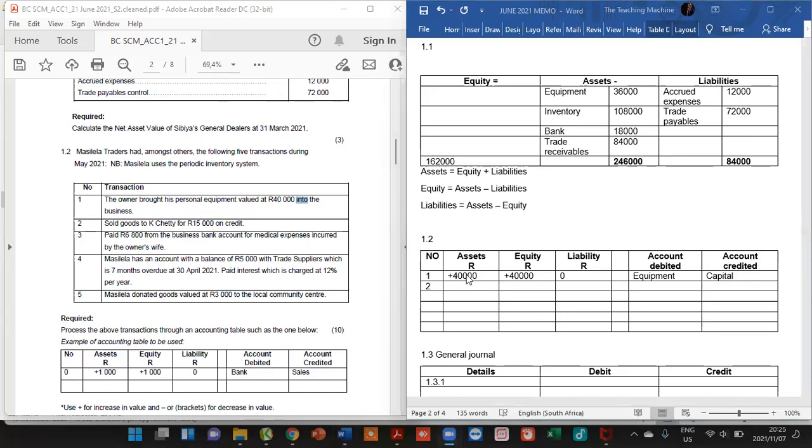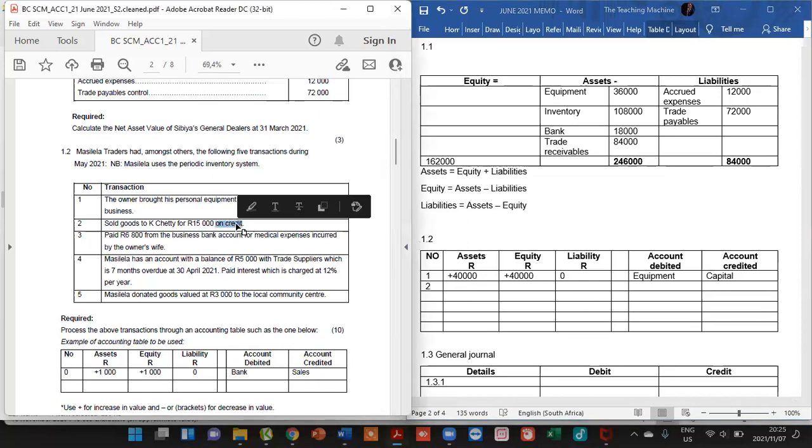Okay. In the meantime, I'll carry on. Number two, sold goods to K. Chetty for 15,000 on credit. The business sold goods to a client for 15,000 on credit. This is crucial, on credit. The business sold goods on credit.